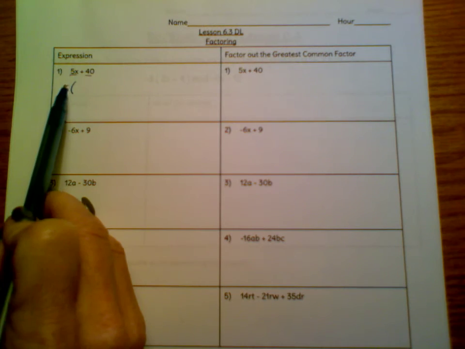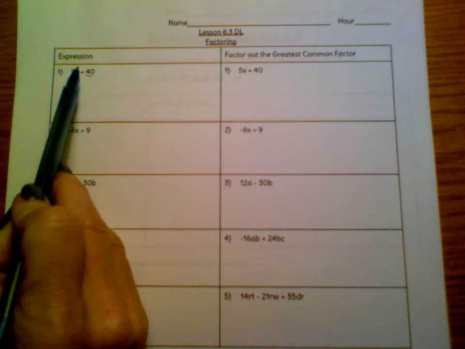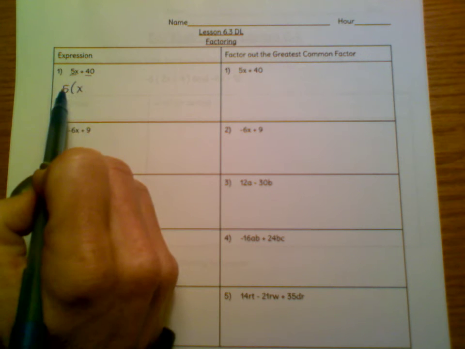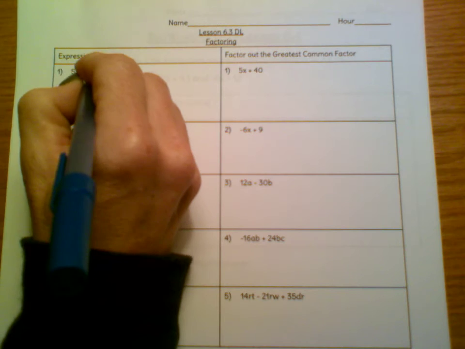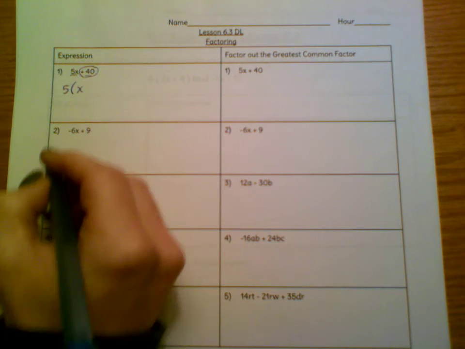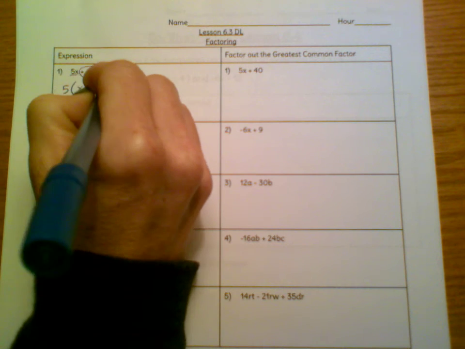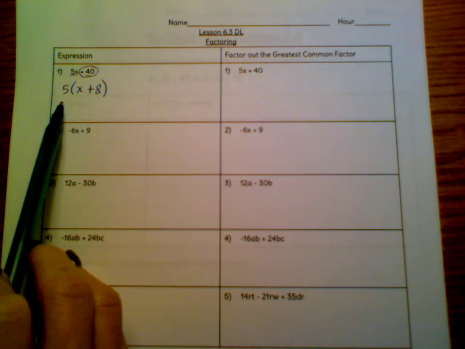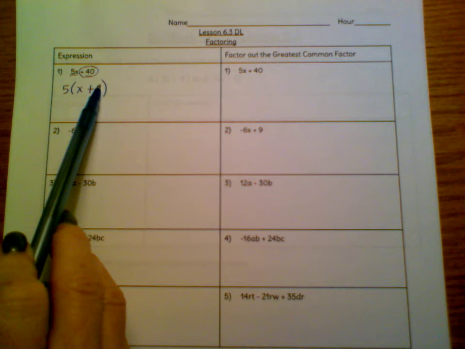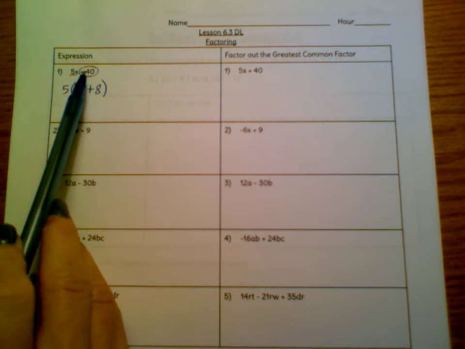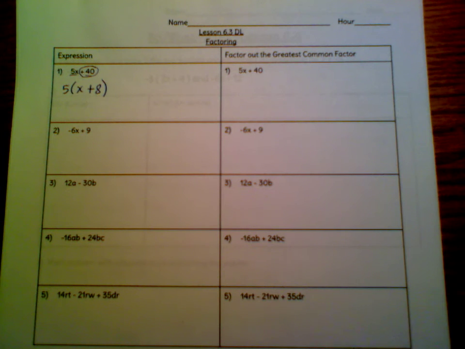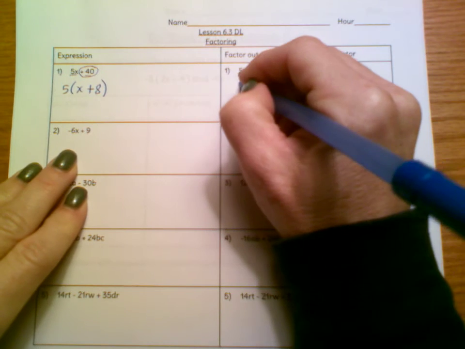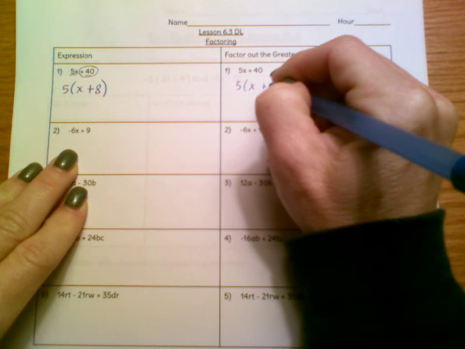So now I have to think back. 5 times what gives me 5x? That would be times x. And now I want to think of 5 times what gives me a positive 40? That would be a positive 8. So when you factor, it's the exact opposite of distribute. If I now distributed this, I would get this expression back. So, 5, and I get x plus 8.